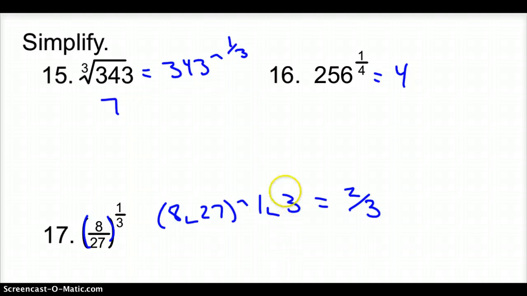Again, we'll cover this stuff more tomorrow in class. Also later in the year, you will know how to solve this without a calculator.